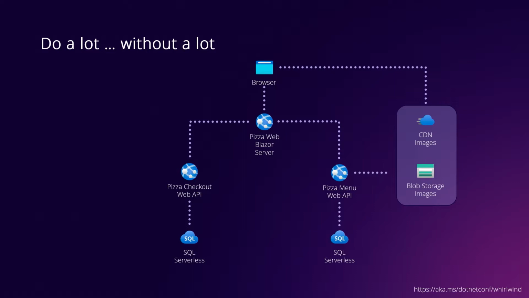We have those three microservices sitting over in app services. Blazor server for our web UI, and then we have two web APIs, which are minimal APIs. One is serving the checkout. The other one is hitting the menu. They both hit an Azure SQL database.